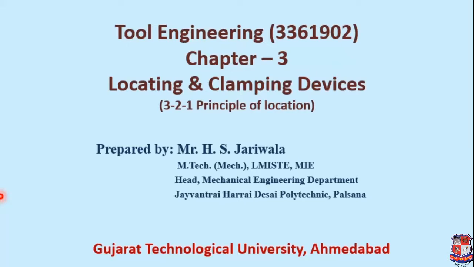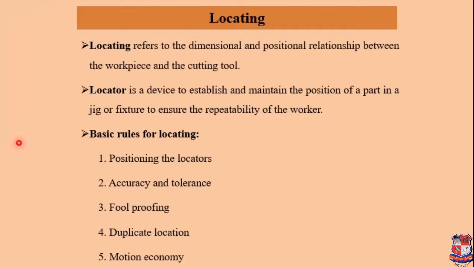This 3 to 1 principle of location is very important as far as the exam is concerned. If you refer to many last question papers of the GTU, you will find these questions. This question is repeatedly asked in the GTU examination. So today we will understand what the 3 to 1 principle of location is. Before we start understanding the 3 to 1 principle, the chapter is Locating and Clamping Devices.